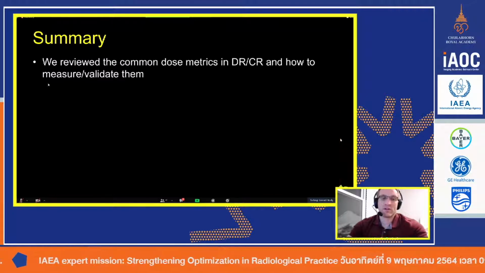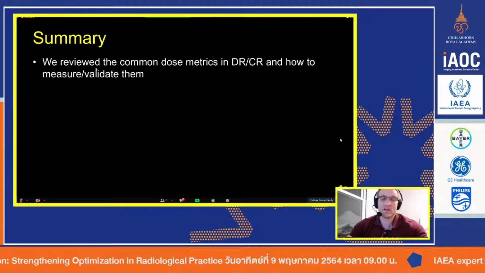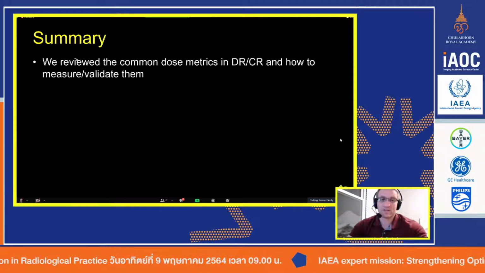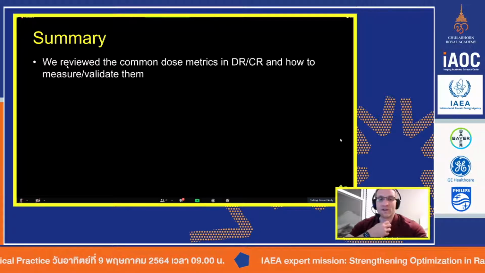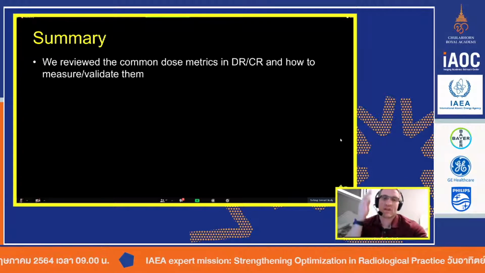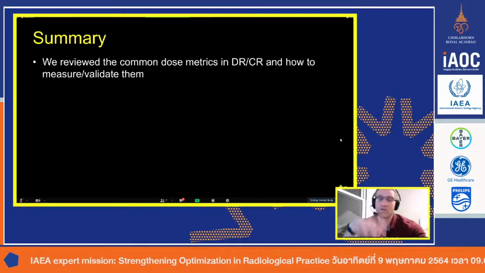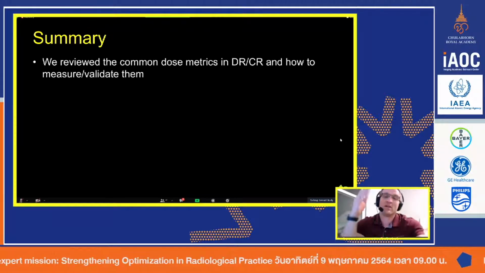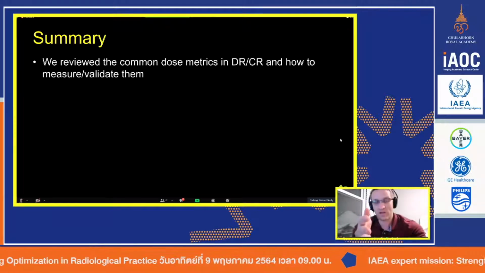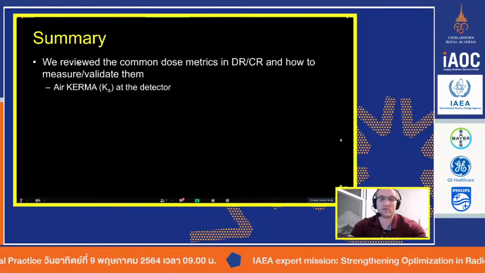So in summary, we've reviewed the common dose metrics for DR and CR and how they're measured and how we validate them. And this is just a reminder. I know this was a very technical talk, but when it comes to calculating or creating DRLs, you have to know that those values are correct. And ultimately, DRLs aside, you want to know that you're getting the right dose to the detector, the right dose to the patient, so you get the right image quality, so our radiologists can do their job.